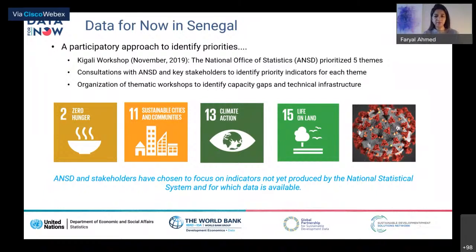So once these 5 thematic areas were identified during the Kigali workshop, ANSD hosted various consultative workshops within Senegal to identify the gaps between these 5 thematic areas, as well as prioritize which of the indicators they would like to fill gaps for. So I would like to highlight that ANSD has 100 plus structures, or let's say the ministries, development agencies within the NSS. So this process was very essential for the project to bring together various partners and agree on the priorities, as well as take on board the expertise within the various structures of the NSS. The next slide.